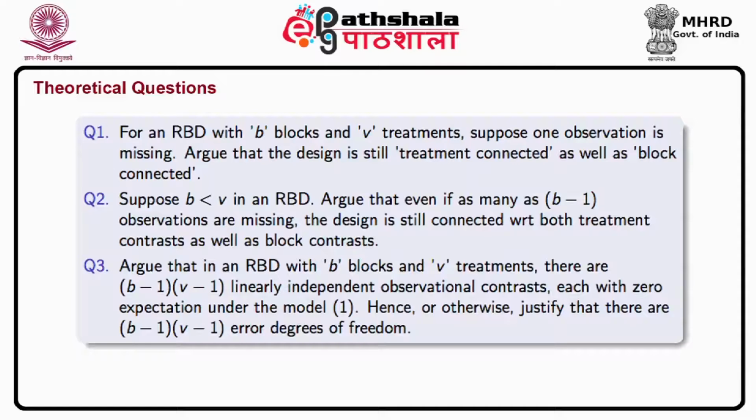So all the 3 examples depend on your understanding of the basic concepts in the context of RBD, the concept of estimation, unbiased estimation, and your concept of looking for observational contrasts with 0 expectation, proving their linear independence, and so on. These are interesting, thought-provoking, not very difficult, but basic questions that I would like you to take up and respond satisfactorily. Now I can ask Sagorika to read out the multiple choice questions.